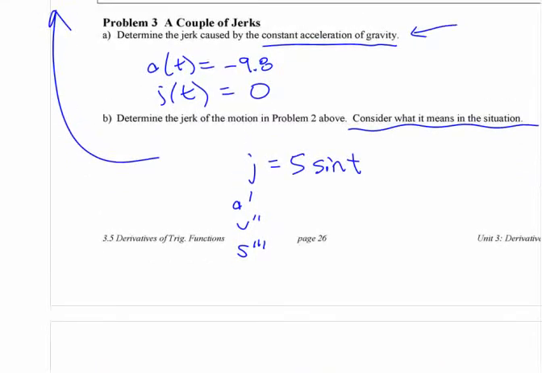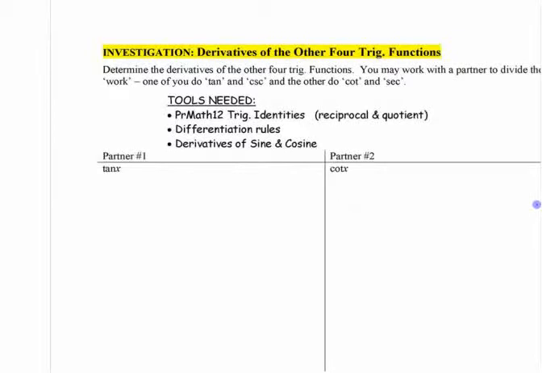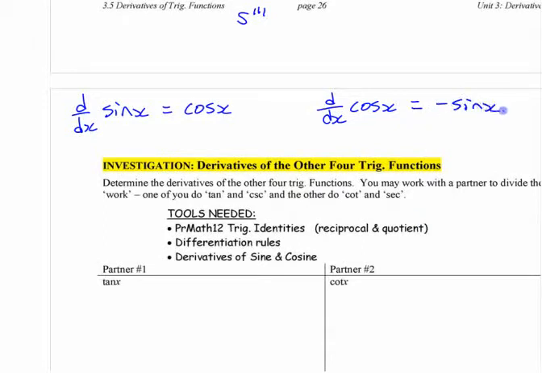The other thing that we need to do, if there's no questions about that, is look at the derivatives of the other trig functions, because we only have two of them, right? We have the derivative of sine x is cos x, and the derivative of cos x is, and it really would have been, again, nice if it worked out this way, but it doesn't, minus sine x.